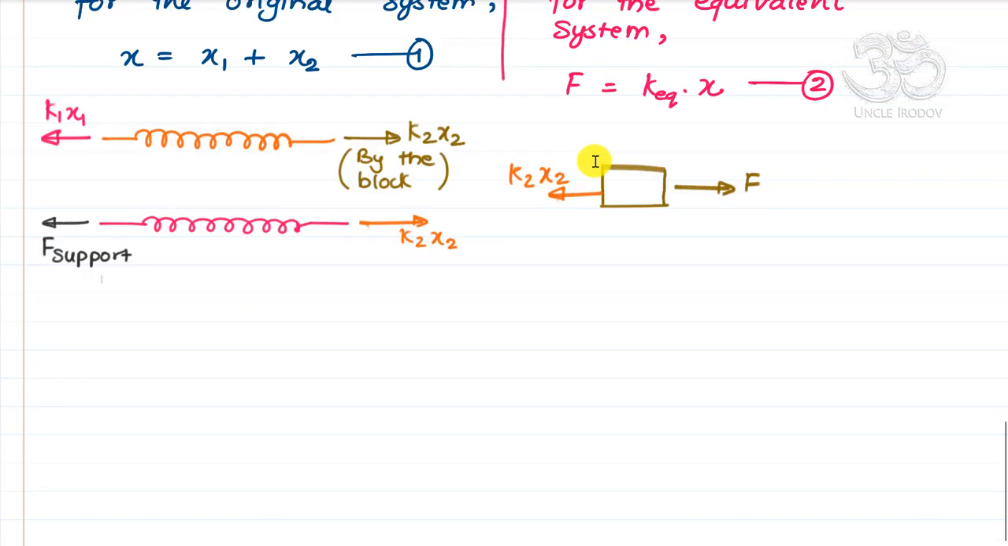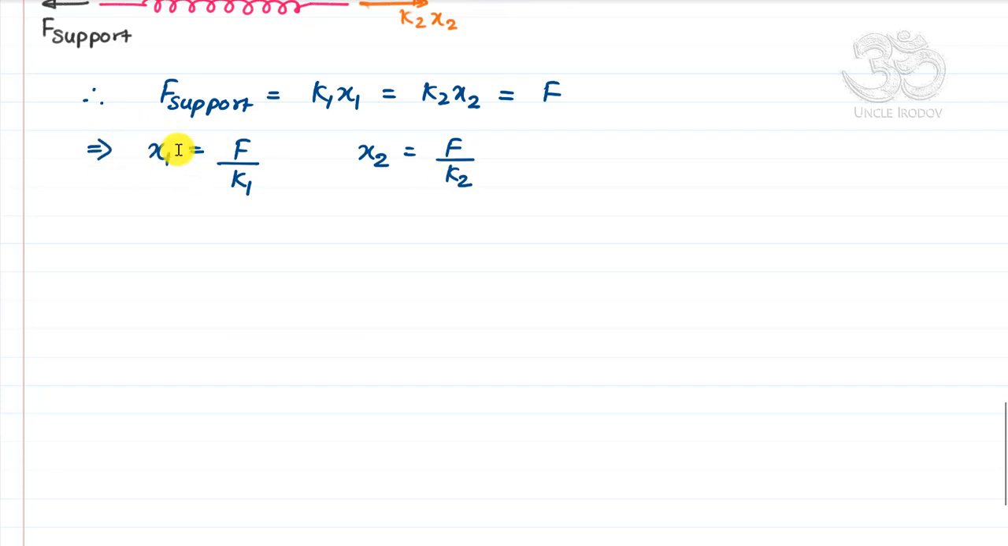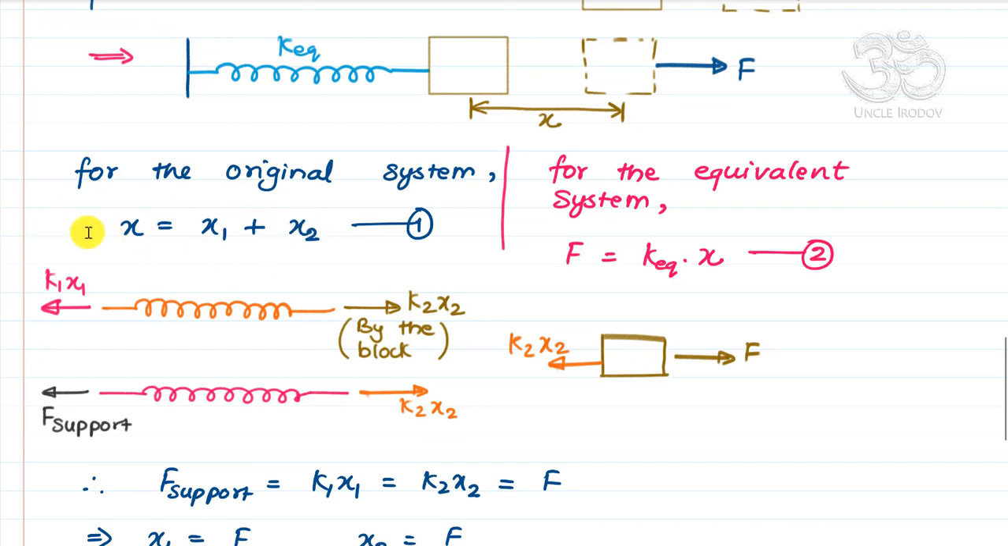So then I can say for equilibrium to be satisfied, F support must be equal to K2x2, at least for the pink spring. For the orange one, K1x1 should be equal to K2x2, and for the brown block, K2x2 must be equal to F. So therefore, you will get a series of equations that say F support is equal to K1x1 is equal to K2x2 is equal to F external. This is the final force that you had applied. So you get x1 is equal to F by K1 and x2 is equal to F by K2, which you can use in the first equation here.